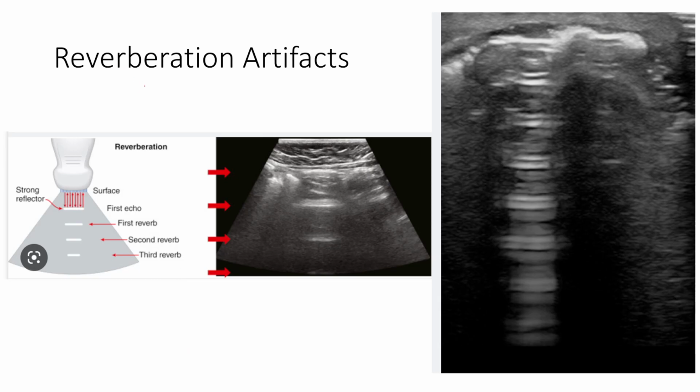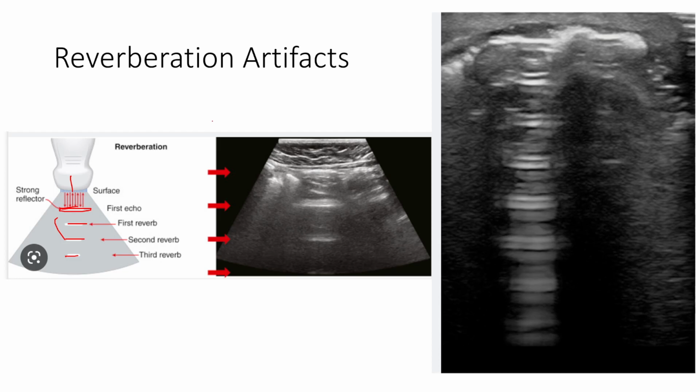Then the next important thing is reverberation artifacts. In reverberation artifacts, we see parallel, highly reflective interfaces. These are strong reflectors, so the ultrasound beam that has come will start reflecting back to the transducer instead of transmitting. Because it reflects near the surface, it produces a series of delayed echoes. These series of delayed echoes are called reverberation artifacts.